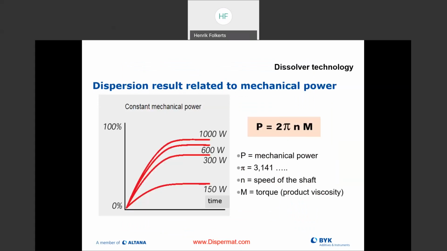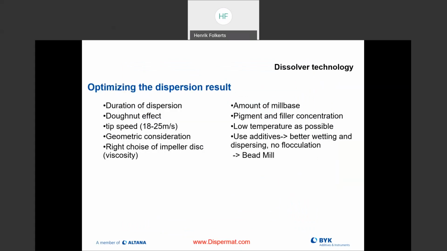So here is just a calculation on the mechanical power. You want to write that down. Basically, we want to optimize the dispersion result. So we want to look at how long we are running our dispersion process. Do we have a donut effect? That's important. That's the visual cue. And our tip speed, again, between 18 and 25 meters per second.